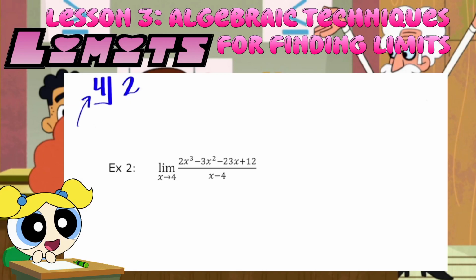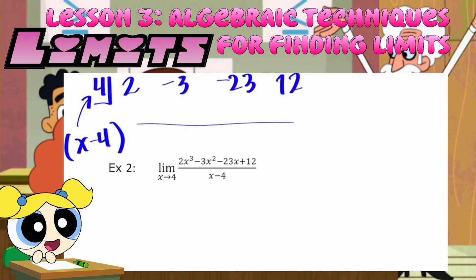Now again, when you're dividing with synthetic division with 4, that really means you're dividing by x minus 4, okay? I'm going to put my coefficients: 2, negative 3, negative 23 and 12. Leaving a little space, drop down the first number.